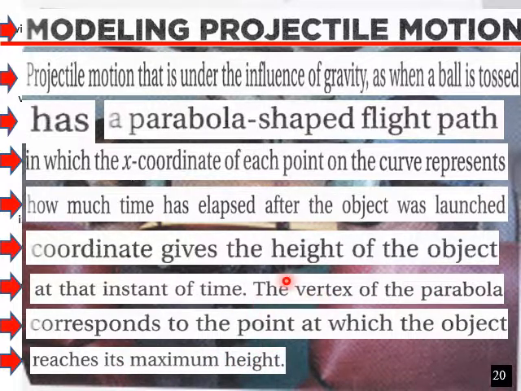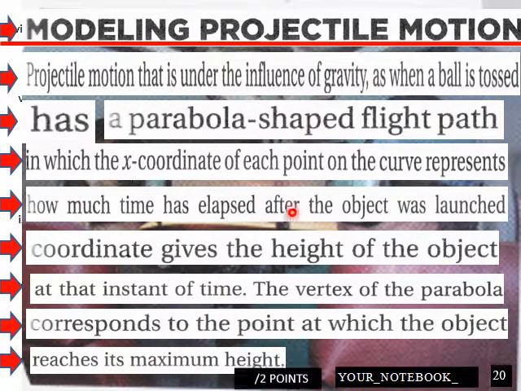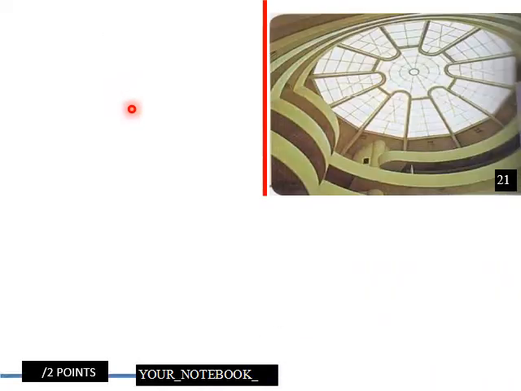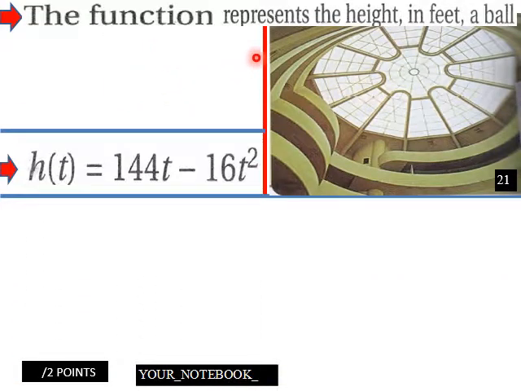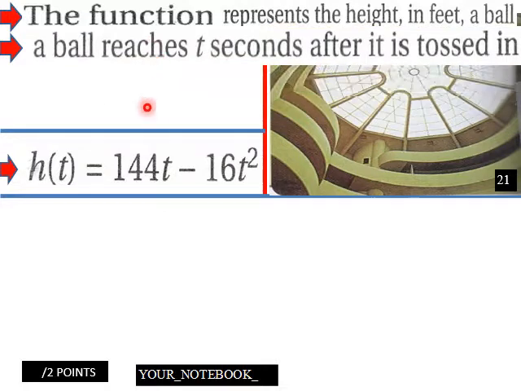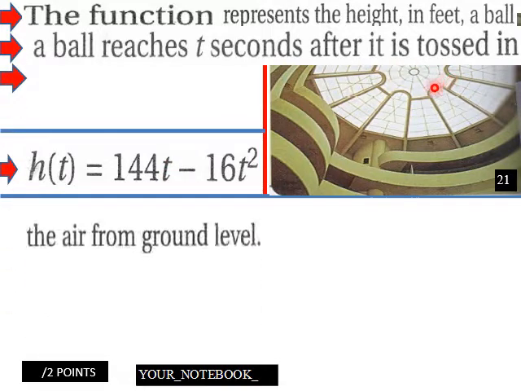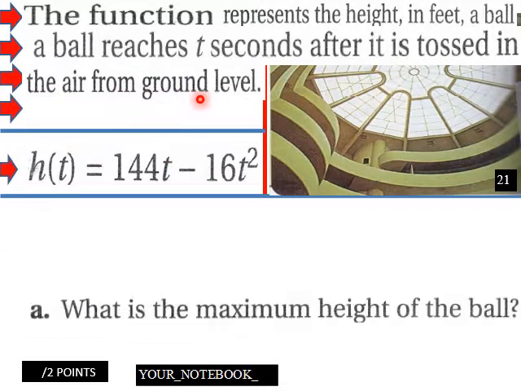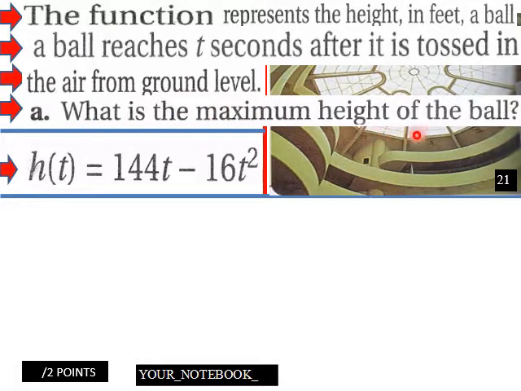So the vertex of this parabola that models a projectile motion, the max of that is the vertex of a parabola that models this. So let's get into it. The function represents the height in feet of a ball here in this situation. Here's our quadratic. A ball reaches t seconds. So this is our time here after it is tossed in the air from ground level. So what is the maximum height of the ball with this projectile motion, with this parabola?